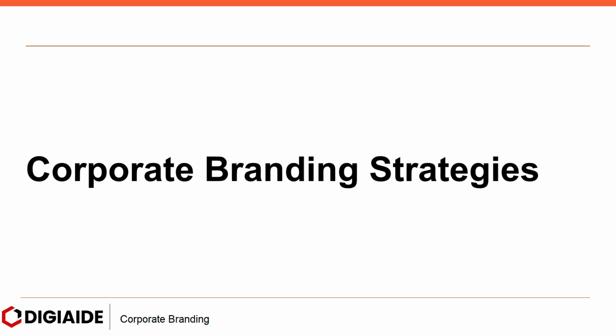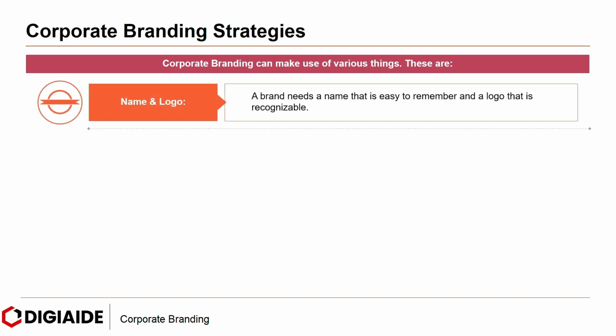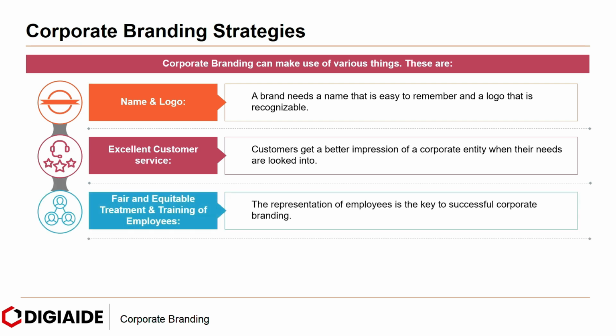Moving on to corporate branding strategies. Corporate branding can make use of various things. These are: first, name and logo. A brand needs a name that is easy to remember and a logo that is recognizable. Second, excellent customer service. Customers get a better impression of a corporate entity when their needs are looked into. Third, fair and equitable treatment and training of employees.